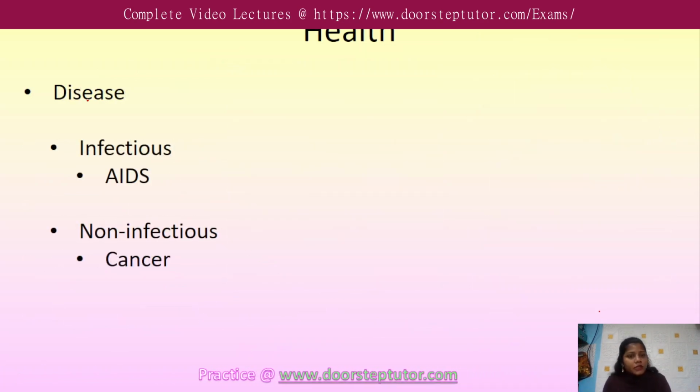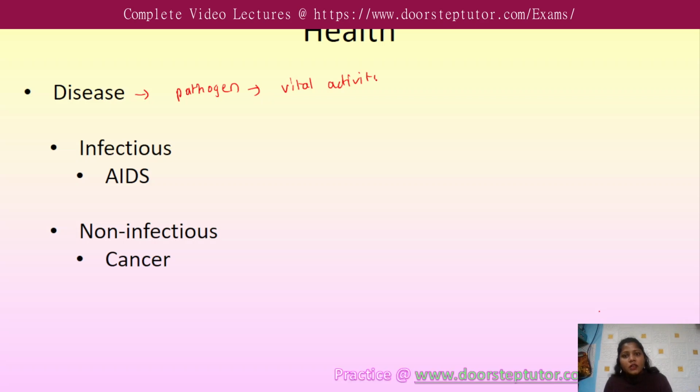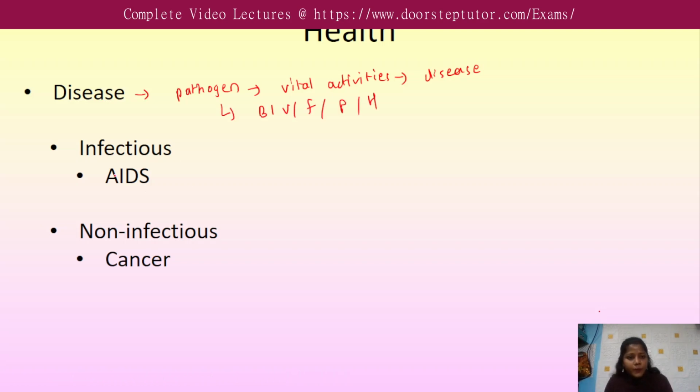Now the disease. Disease is when a pathogen or disease-causing organism resides in our body or on our body and hinders the vital activities performed in our body. This will lead to disease. This pathogen might be bacteria, virus, fungus, protozoan or helminth. So these diseases are of two types.